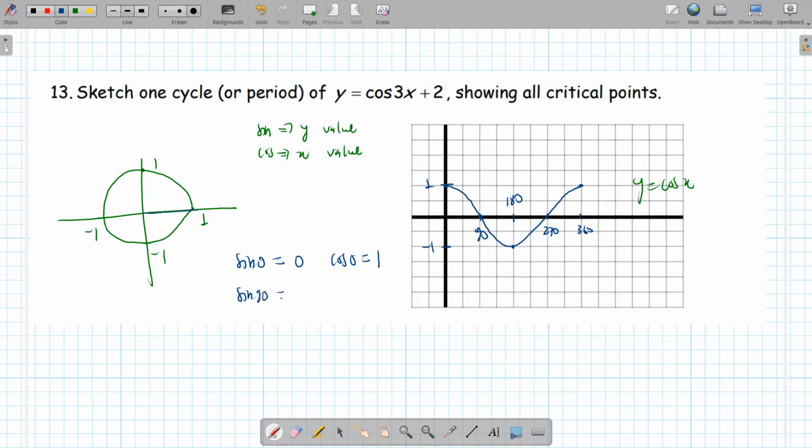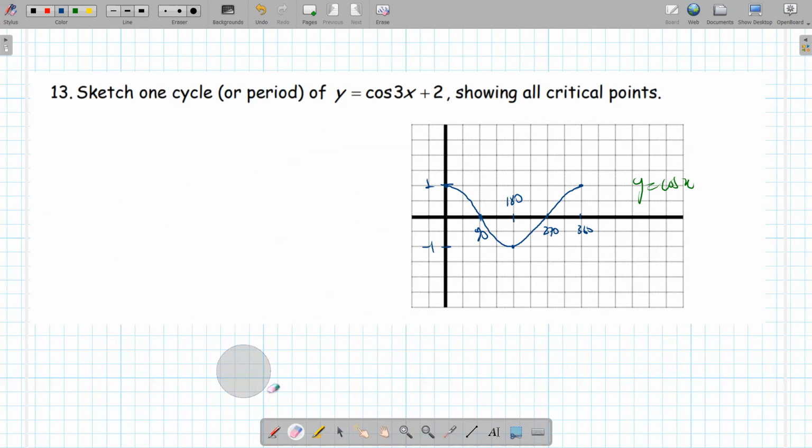Sine 90 is the y value. What's the y value up there? 1. Cos 90: what's the x value up there? 0. And then 180, and this just keeps flip-flopping. It's a memorizing thing, something like this. That's how you get this graph. You can memorize this method.